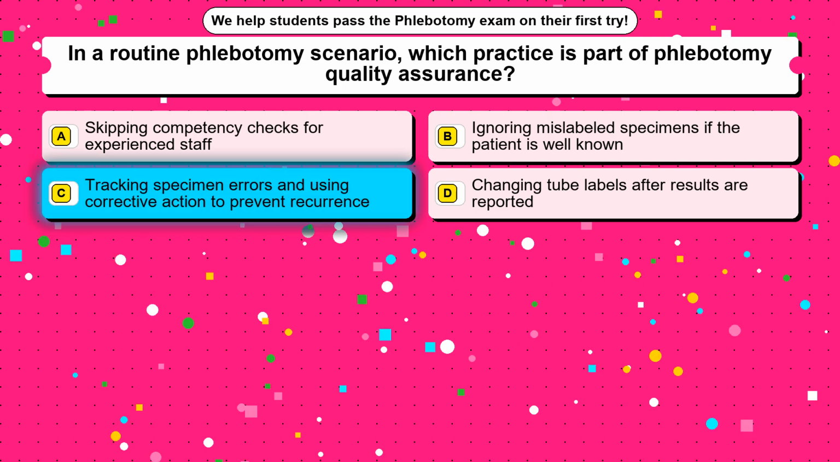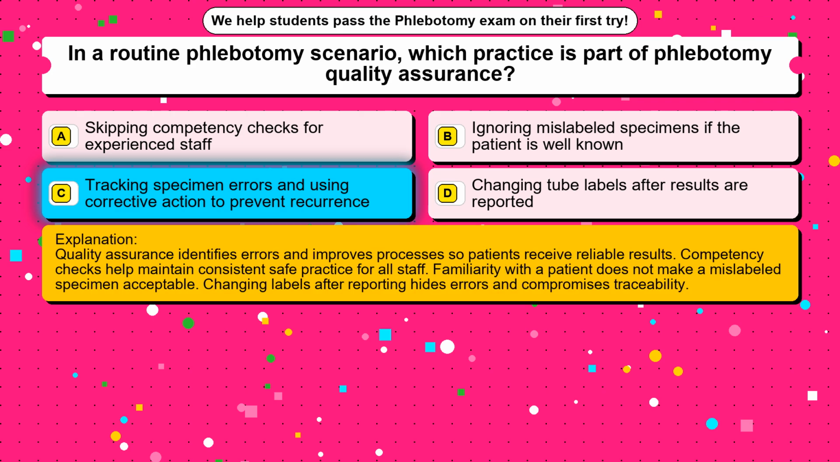The correct answer is option C. Tracking specimen errors and using corrective action to prevent recurrence. Quality assurance identifies errors and improves processes so patients receive reliable results. Competency checks help maintain consistent safe practice for all staff. Familiarity with a patient does not make a mislabeled specimen acceptable. Changing labels after reporting hides errors and compromises traceability.